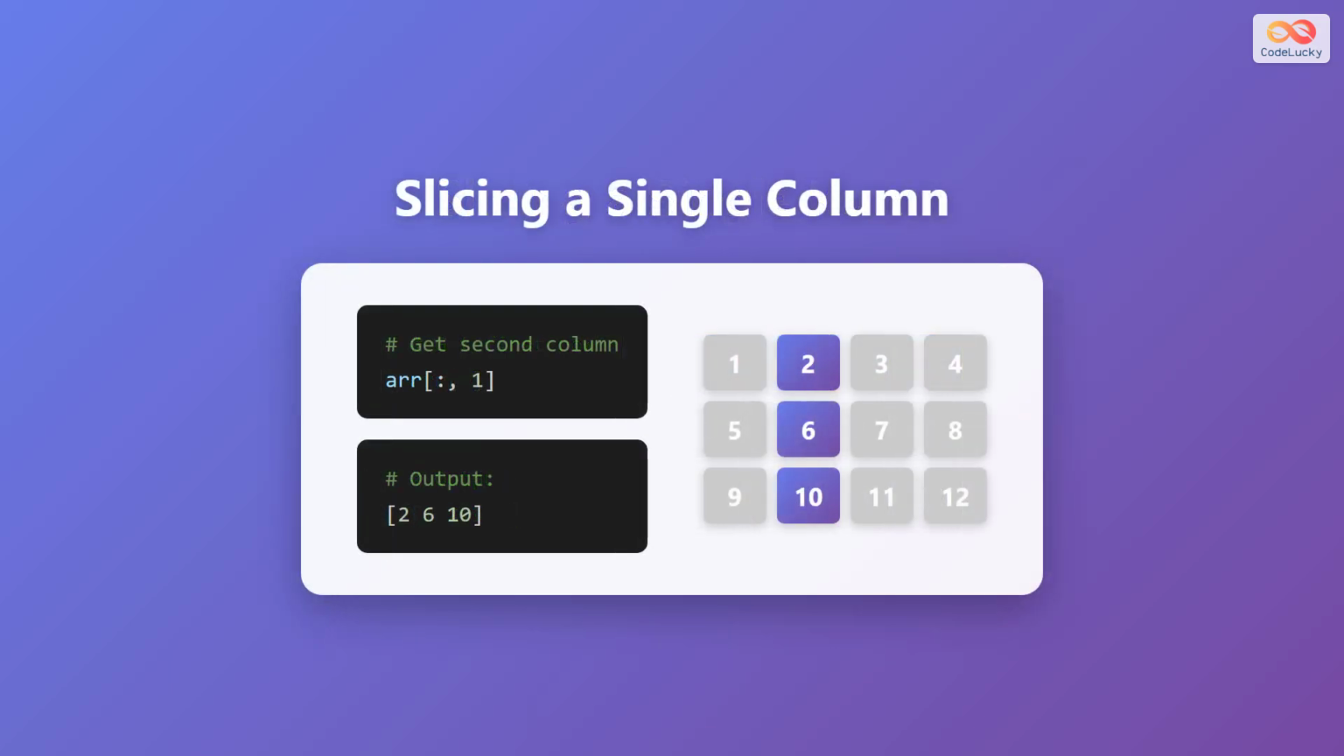Extracting a column requires a slightly different approach. To get the second column, we write arr in square brackets, followed by a colon, comma, 1. The colon before the comma means all rows, and the 1 after the comma specifies column index 1, which is the second column. This returns a one-dimensional array containing 2, 6, 10. The colon is essential here because we need to specify that we want this column from all rows in the array.